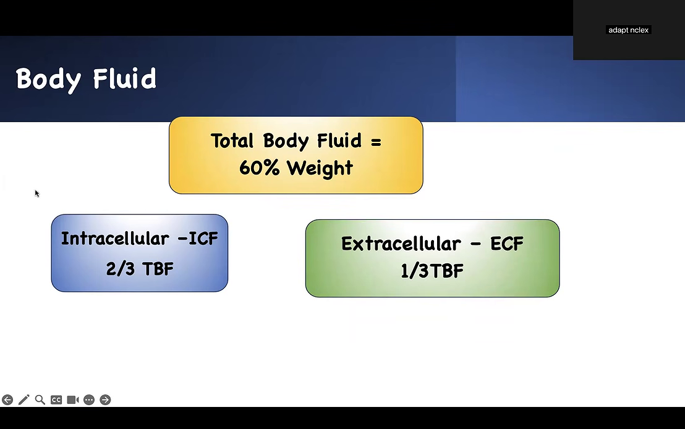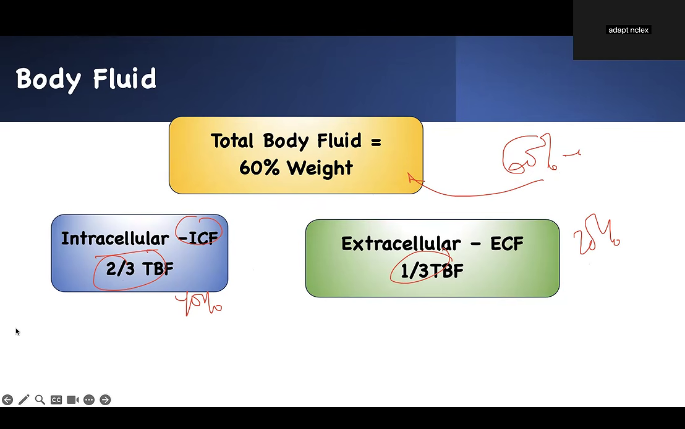So you can see this looks like a 60-40 rule. You have 60% of your weight as water. And out of these 60%, 40% is intracellular, which is the 2/3. And then the 20% of that water is extracellular. But the extracellular is divided into 3.